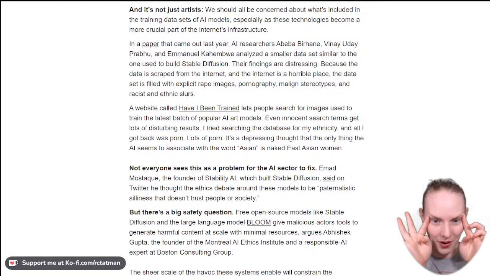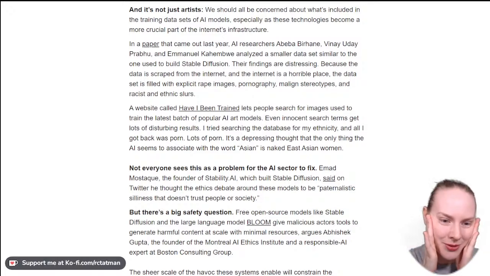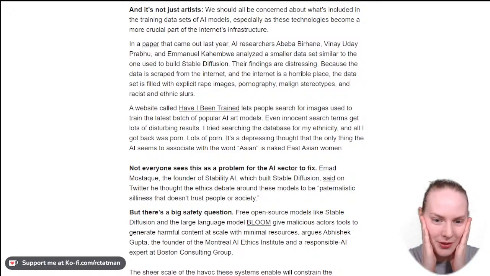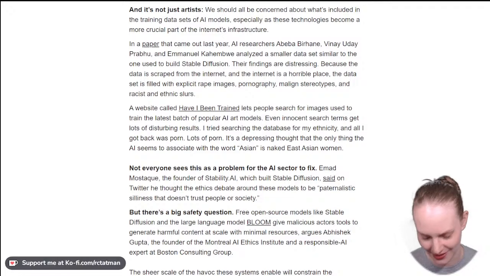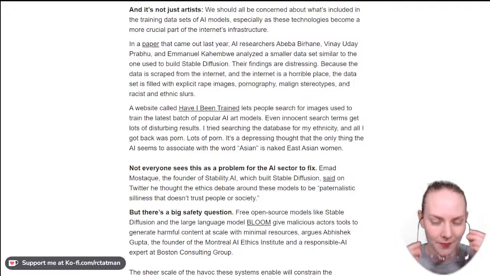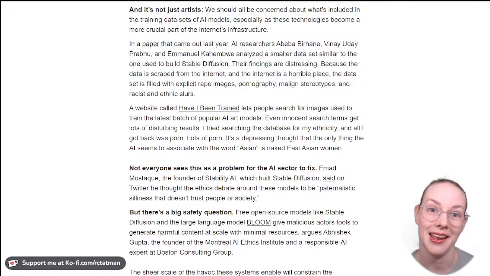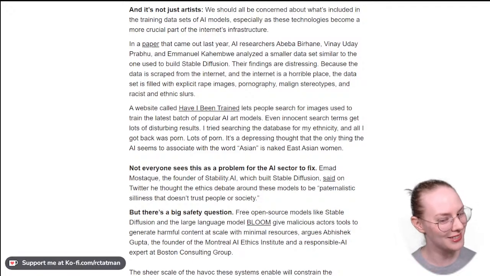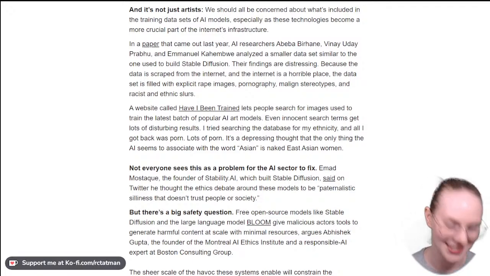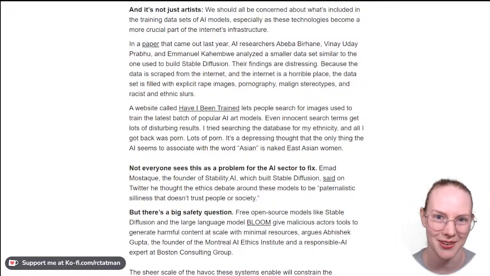I didn't see this quote. Emad Mostaque, the founder of Stability AI, which built Stable Diffusion, we'll talk about them in a second, said on Twitter that he thought the ethics debate around these models to be paternalistic silliness that doesn't trust people or society. If a company gets to make decisions for society, and society doesn't get a say in those decisions, I would say that that's fairly paternalistic. Just because you're using the buzzwords does not mean that you understand the theory behind them.